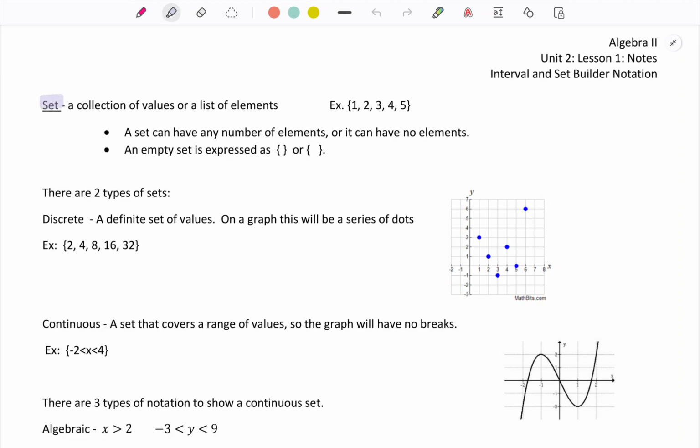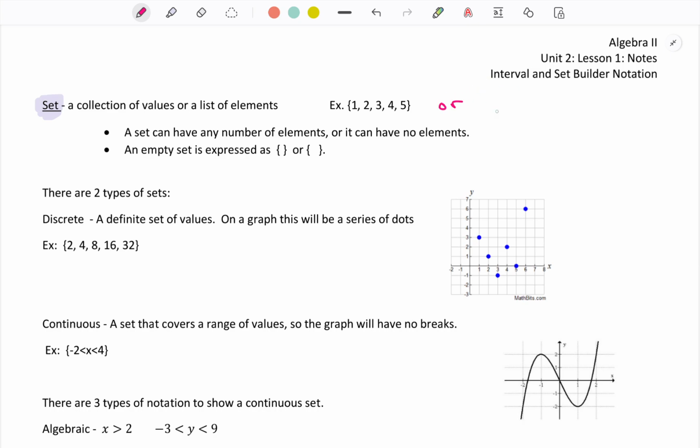So first of all, what is a set? A set is a collection of values or a list of elements. When you have seen domain and range just list values, that is what you have been doing. You can have any number of elements in a set. It could actually be written as like a continuous portion.